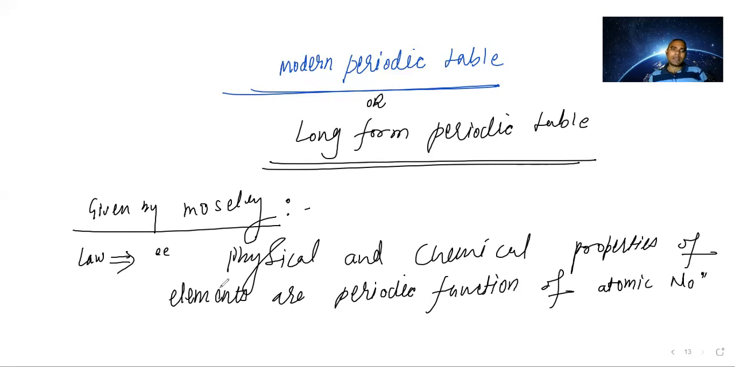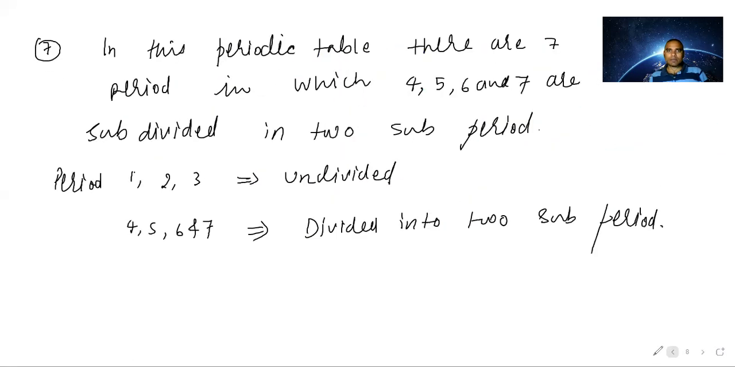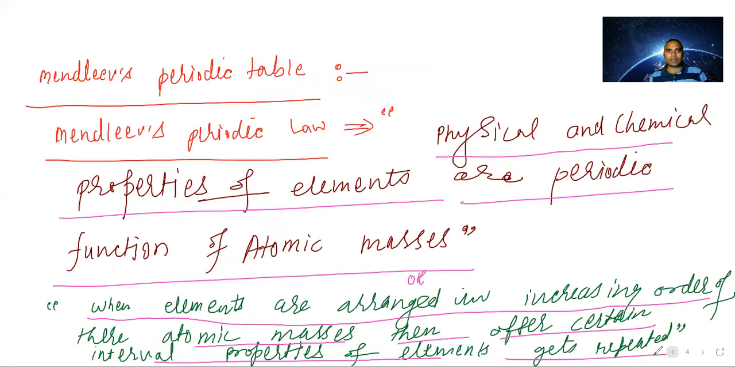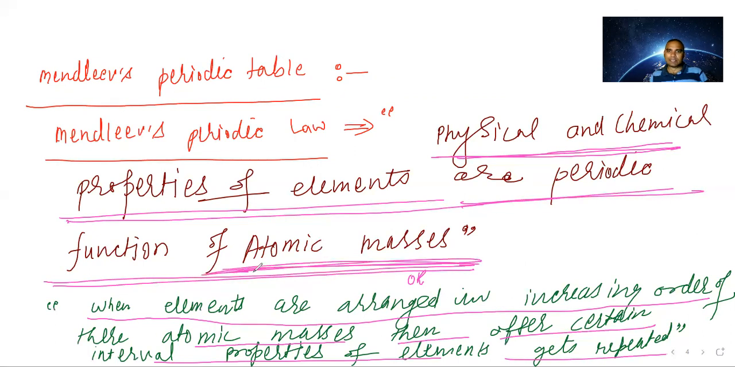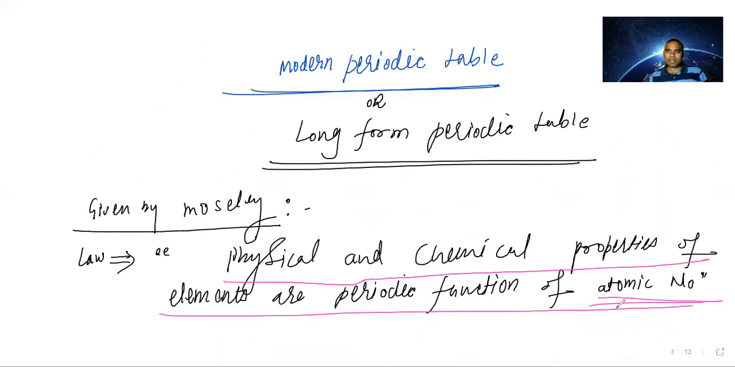Earlier, what was there in Mendeleev was different. Mendeleev's law said physical and chemical properties of elements are periodic function of atomic mass. Here it is changed, but in today's one, it is atomic number. Are you able to understand this one?